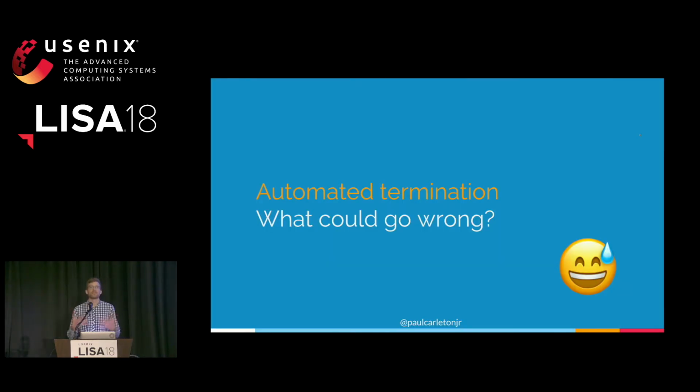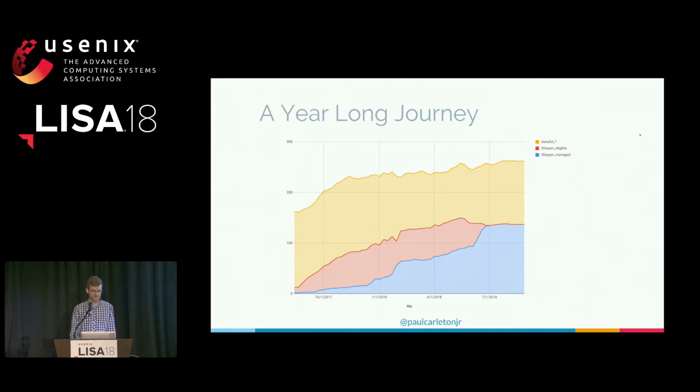So with that, we decided to target the stateless host types, and we started rolling it out. As automated termination, what could possibly go wrong? It ended up being a year-long journey. It took a lot longer than we expected.